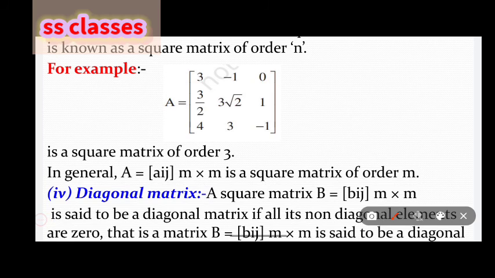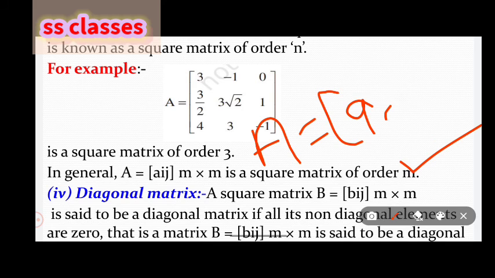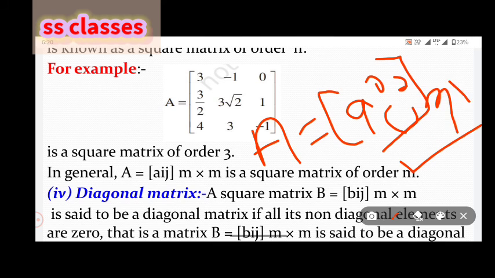In general, A equal to Aij, m into m is a square matrix of order m. And the second example is Aij, n into n. This is also called a square matrix.